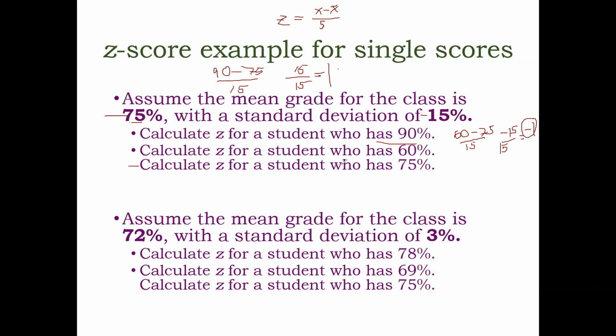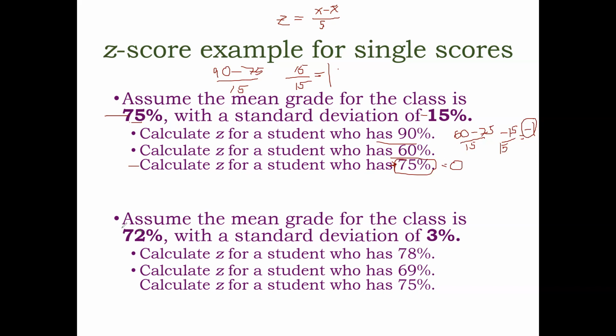The next one is calculate z for a student who has a 75%. This would be 75 minus 75, which is 0, divided by 15. Remember, the z-score for someone who has a score equal to the mean of the sample will always be 0. All right. Let's walk through a few more.